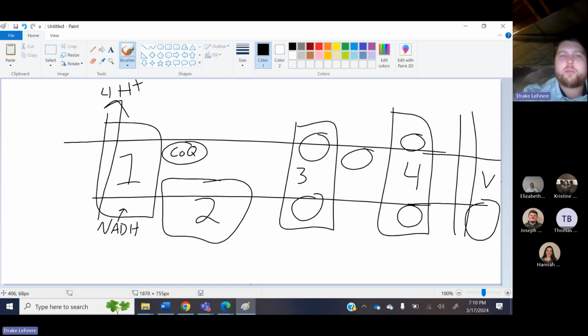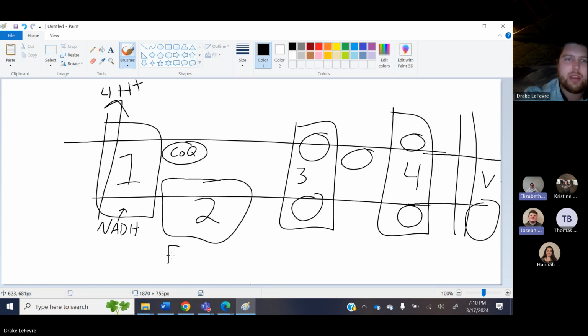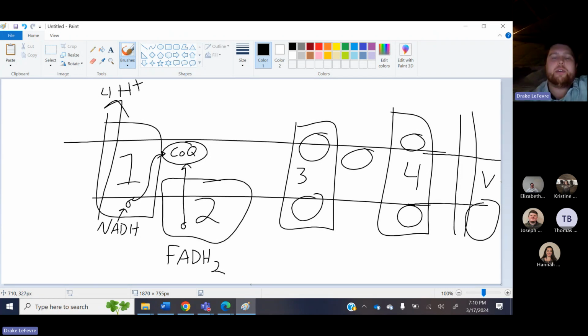Okay. Complex 2, what's complex 2's job? What does it break up? FADH2. Yeah, FADH2. It grabs electrons. Now, both of these, complex 1 and complex 2, what do they do with those electrons? Where do they pass them to? They take them to CoQ. Bam, passes them to CoQ. What does CoQ do then? It passes them to complex 3, because it's a chain. We went 1, 2, and now we're down to 3.